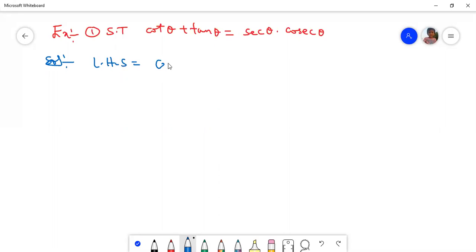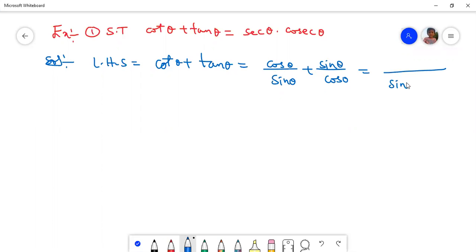LHS is equal to cot theta plus tan theta, and we can take the ratios of sine and cos expression. Cos theta by sin theta plus sin theta by cos theta. We should multiply this, or take the LCM of these two terms. Sin theta cos theta is the LCM. Here cos theta is absent. We should multiply the first term numerator with the cos theta, the second term numerator with the sin theta.